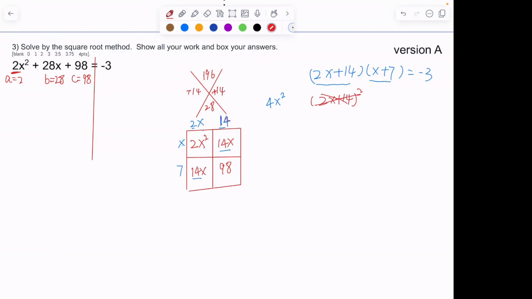So what we need to do here is we need to figure out, you see, this is 2 times x, and 14 is actually 2 times 7. So both of them have a factor of 2, and we need to factor out this 2. So this is actually equal to 2 times x plus 7 times x plus 7. And this is equal to -3, okay? So this is actually 2 times x plus 7 squared and is equal to -3.